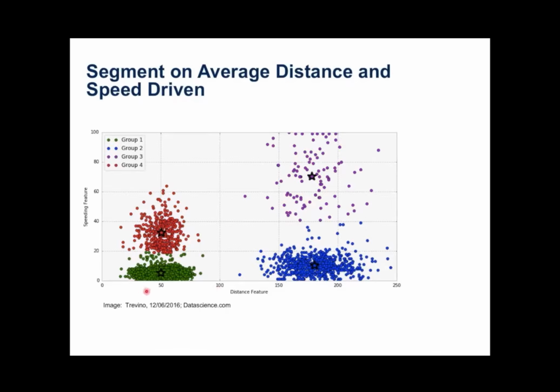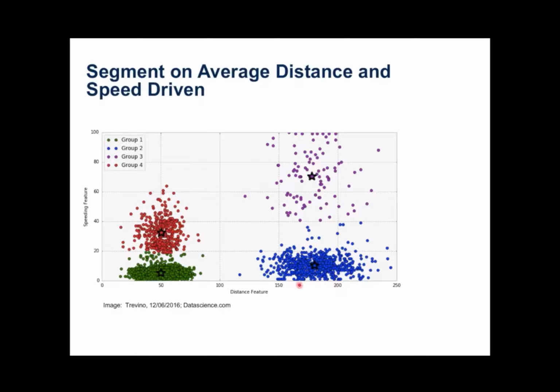I see a group of customers that are really not driving very much or very far, but some are driving further, but still not very far distance. And maybe I have a hypothesis about that. Similarly, over here, I have a group of customers that are driving far, but not very fast, and another group that are doing both.